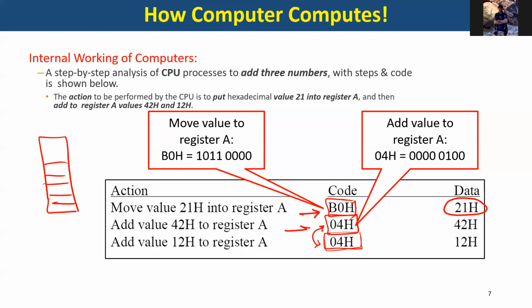The second instruction means add to A. So I need again to know what number I should add to the value in A. So we need also a data here, which is 42. And also the third one is similar to the second. I'm telling the processor to add something to A. So the processor needs to know this new number. So we need also a piece of data here.